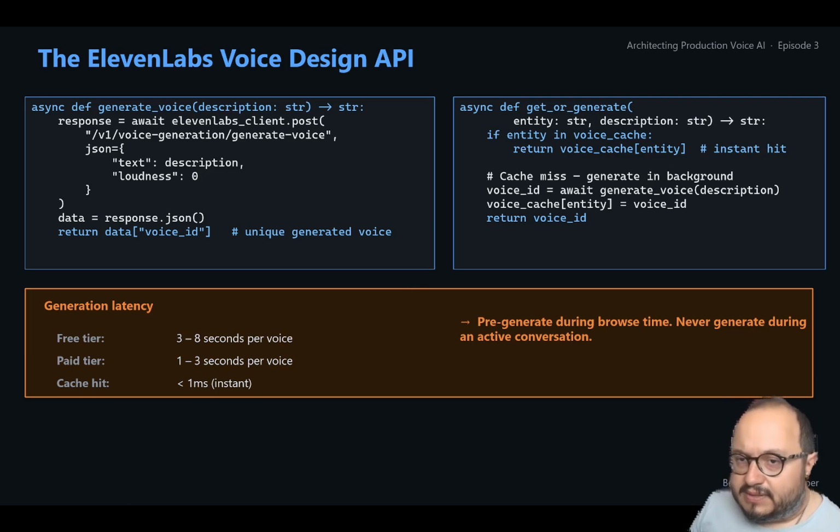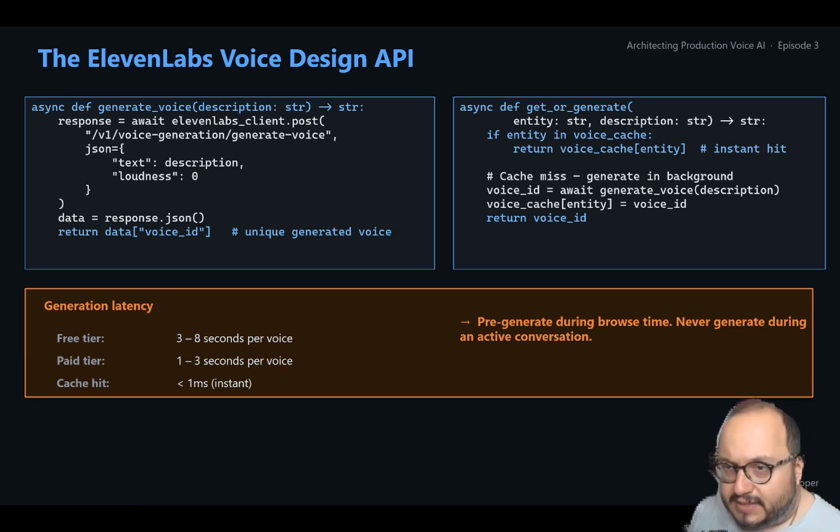The API call is simple. You send a POST request to the voice design endpoint with 2 fields. Text, which is your voice description, and loudness, which controls the output amplitude. The response contains a voice ID, a string you can use in subsequent ElevenLabs API calls as if it were a pre-configured voice. There is one important latency consideration.